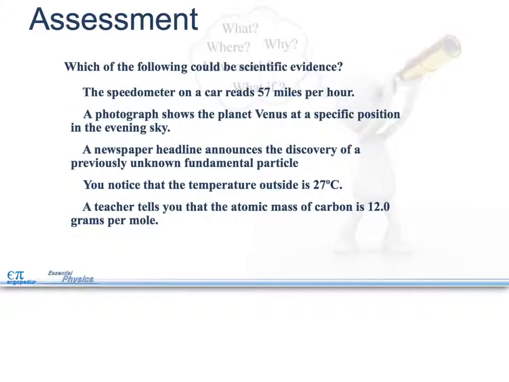More assessment questions. Again, we'll look at these at the very end of the chapter. Which of the following could be scientific evidence? The speedometer on a car reads 57 miles per hour. A photograph shows the planet Venus at a specific position in the sky every evening. A newspaper headline announces the discovery of a previously unknown fundamental particle. You notice that the temperature outside is 27 degrees Celsius. A teacher tells you that the atomic mass of carbon is 12 grams per mole.